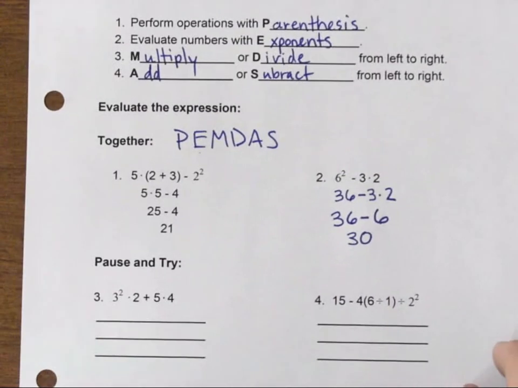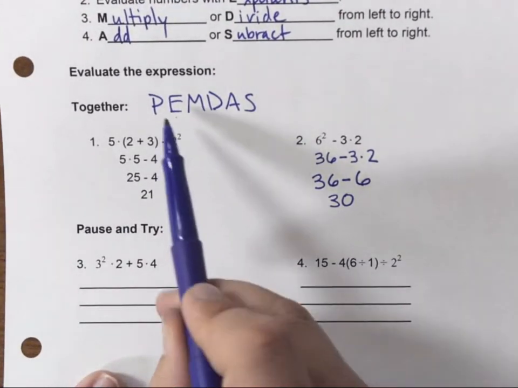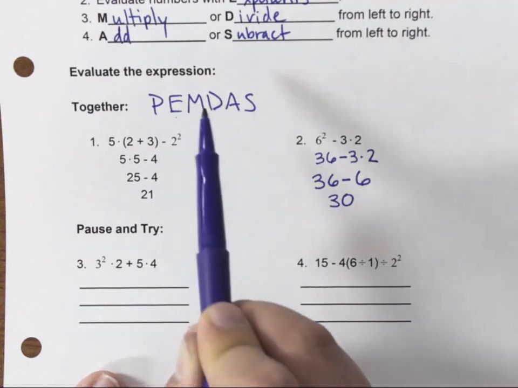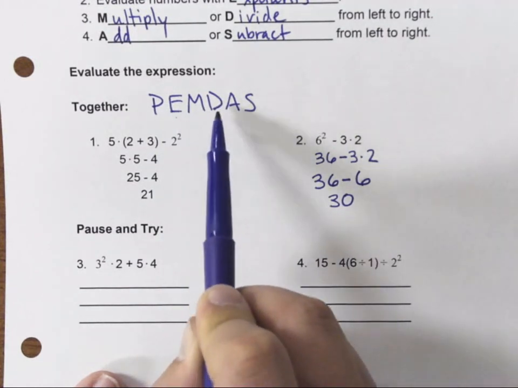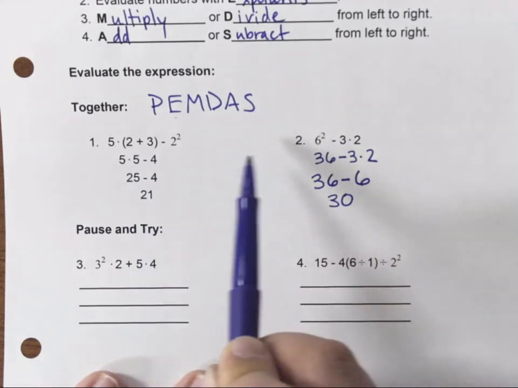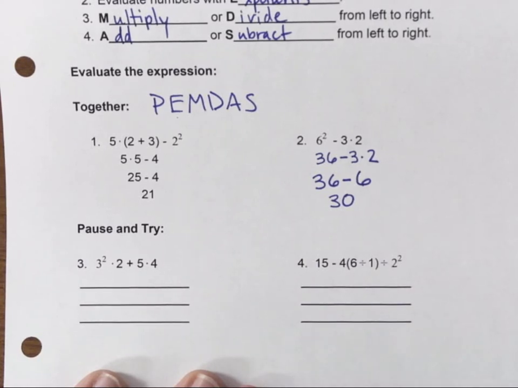Now I would like you to pause and try the two problems on the bottom. Remember to follow the order of operations: parentheses first, then exponents, then multiply or divide from left to right, then add or subtract left to right. Try them, come check them off with me. I will give you a stamp when they are correct, and then you can move on to your handout to practice.